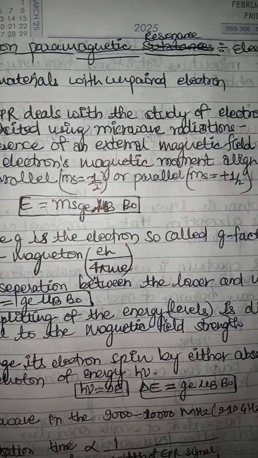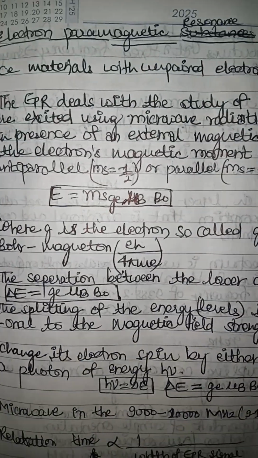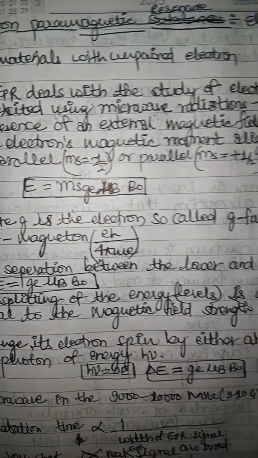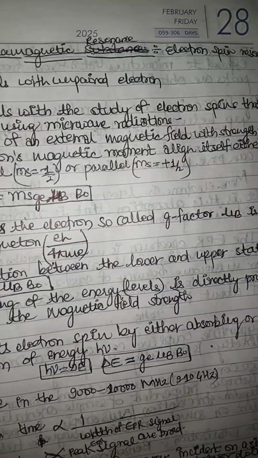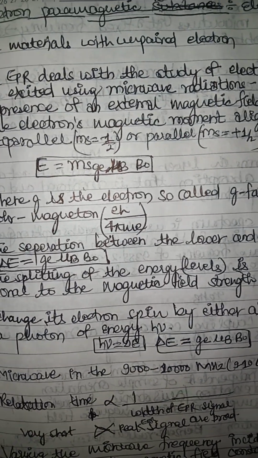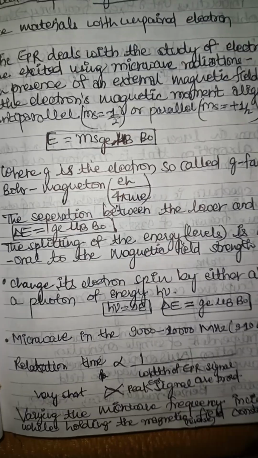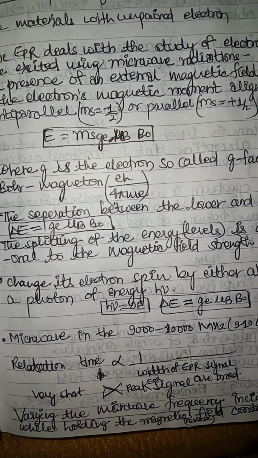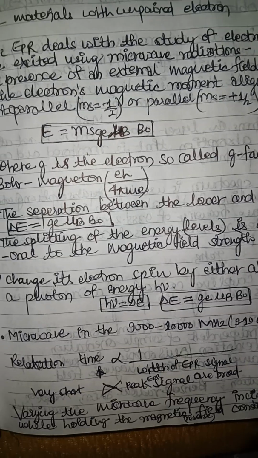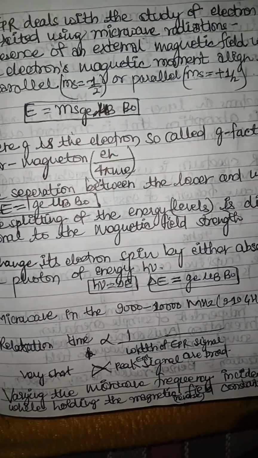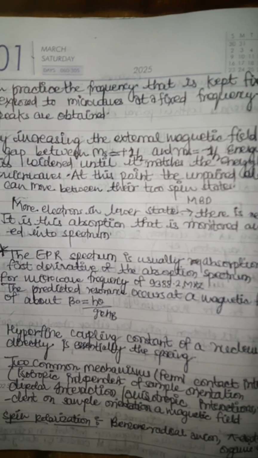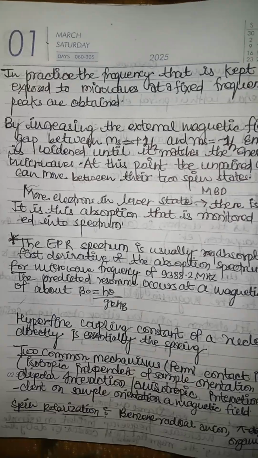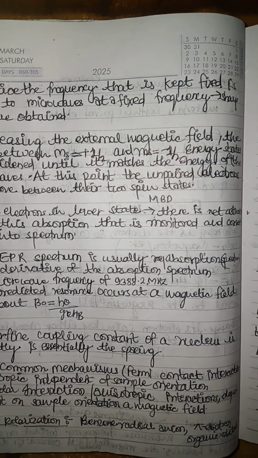We can change electron spin by either absorbing or emitting a photon of energy h nu equal to delta E equal to g mu b B naught. Microwaves in the range of 9,000 to 10,000 MHz, about 90 gigahertz. Relaxation time is directly proportional to the EPR signal; if very short, the signals are broad. The microwave frequency incident on a sample is varied while holding the magnetic field constant, or in practice, the frequency is kept fixed and the sample is exposed to microwaves at a fixed frequency.